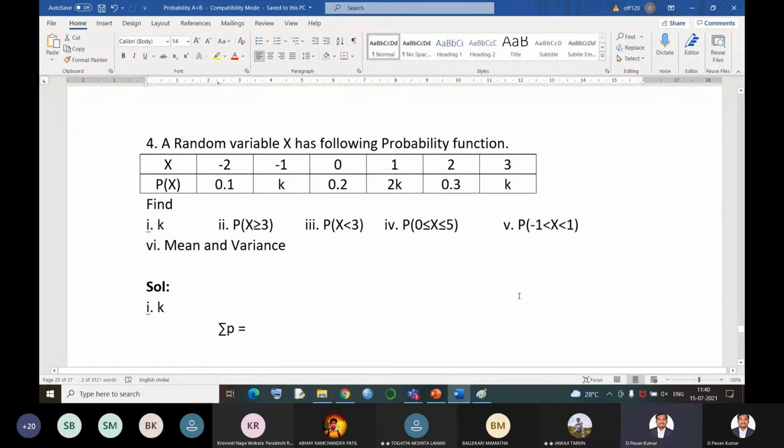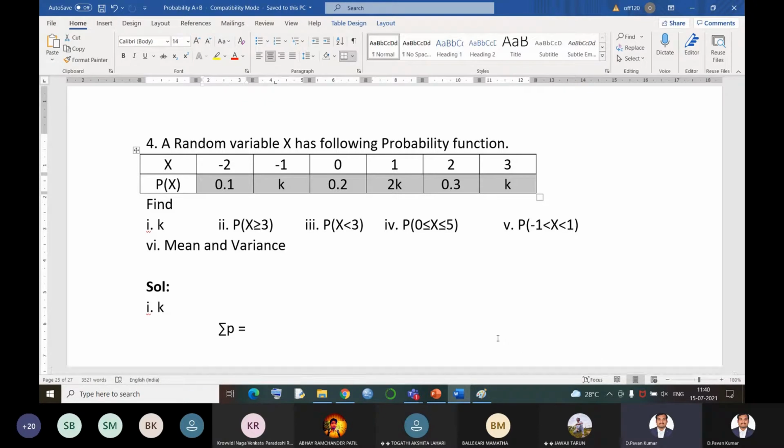The fourth problem on random variables. Here there is one situation given to us. A random variable x has the following probability function. Here they have already mentioned that it is a probability function. Now x values and probability of x values are given, and again the values are not directly given as constant values. They were given as variables.